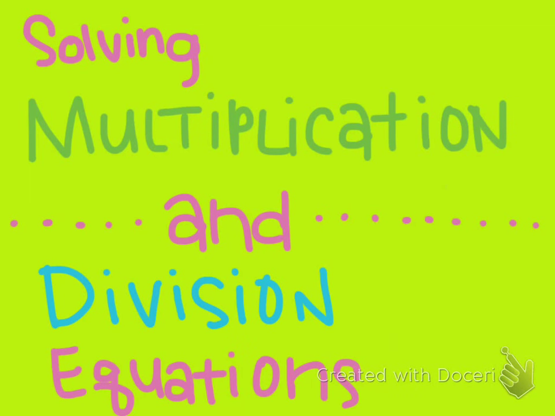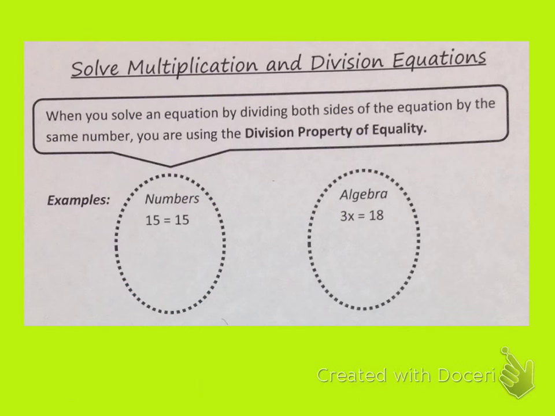Solving multiplication and division equations. When you solve an equation by dividing both sides of the equation by the same number, you are using the division property of equality. That's just a really fancy way of saying if we divide an equation by one number on the left side, we have to divide by the same number on the right side.